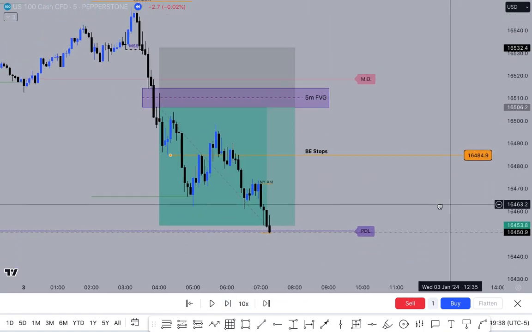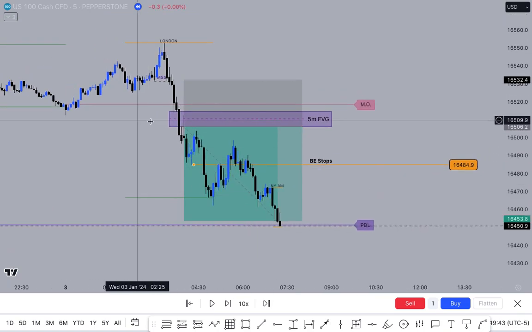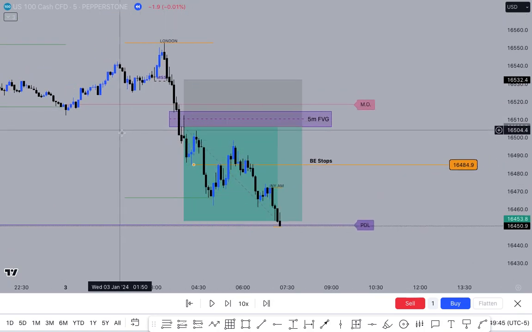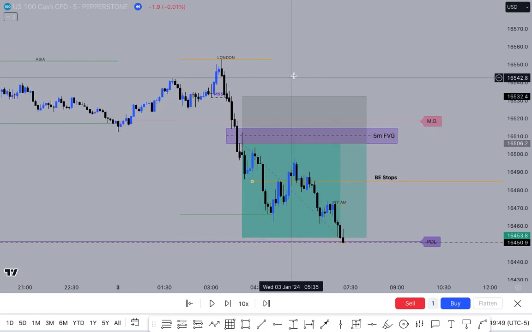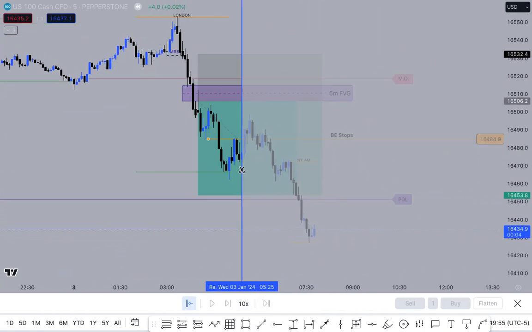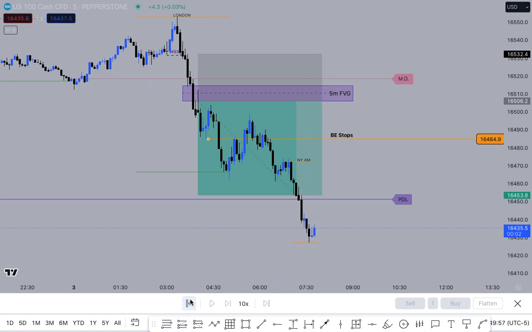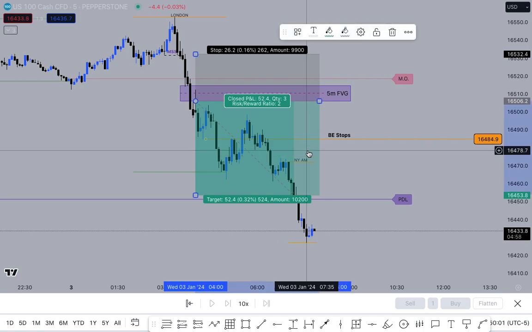So that is a perfect market maker sell model, and that's a perfect trade on the NAS100 on the 3rd of January 2024. We can see this is perfect price action. If we do just put price to current real time, as you can see, we've still continued lower. That was a perfect trade for us.